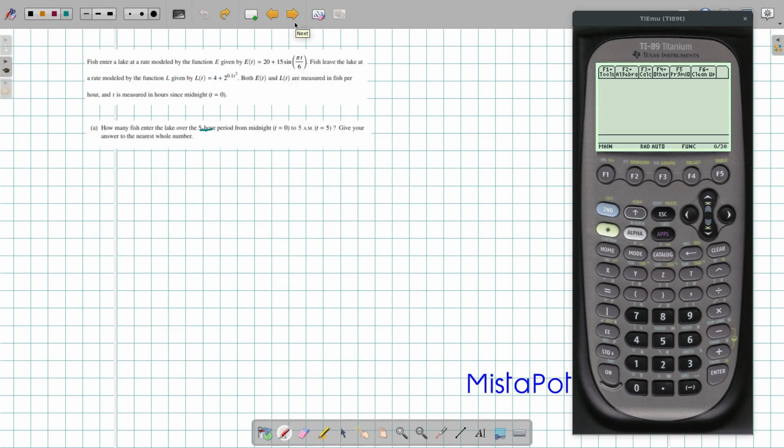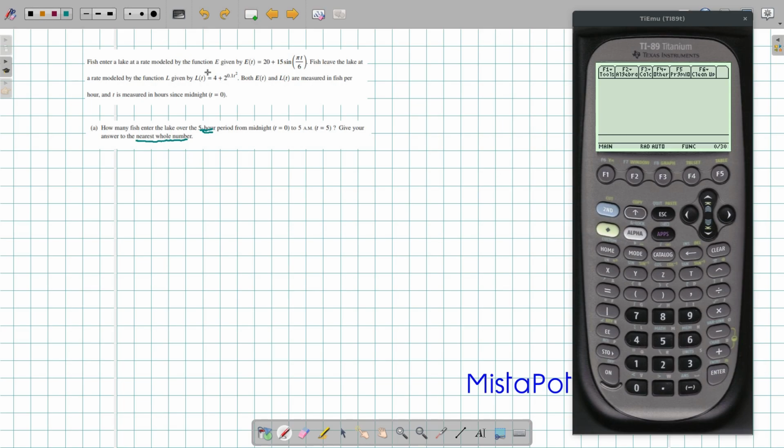Problem 1 says fish enter a lake at a rate modeled by the function E given by E of t equals 20 plus 15 sine of pi t over 6. Fish leave the lake at a rate modeled by the function L given by L of t equals 4 plus 2 to the 0.1 t squared power. Both E of t and L of t are measured in fish per hour, and t is measured in hours since midnight. Part A says how many fish enter the lake over the 5-hour period from midnight (t equals 0) to 5 a.m. (t equals 5)? Give your answer to the nearest whole number.